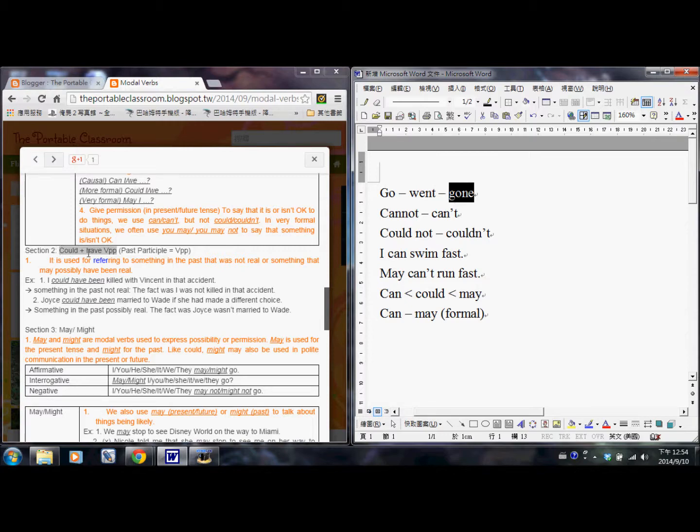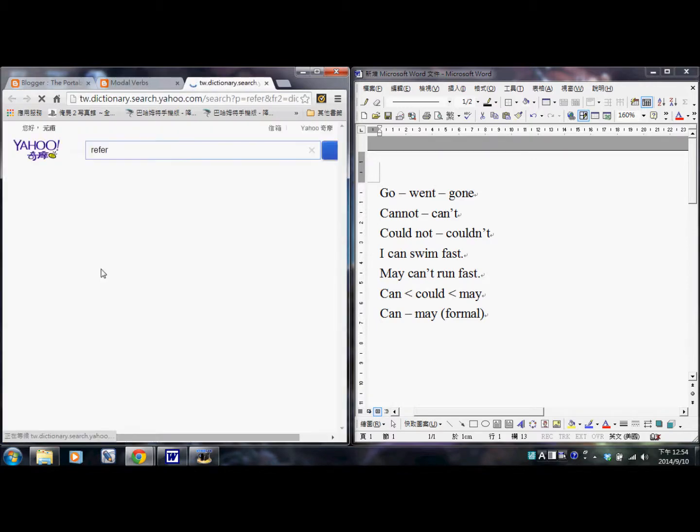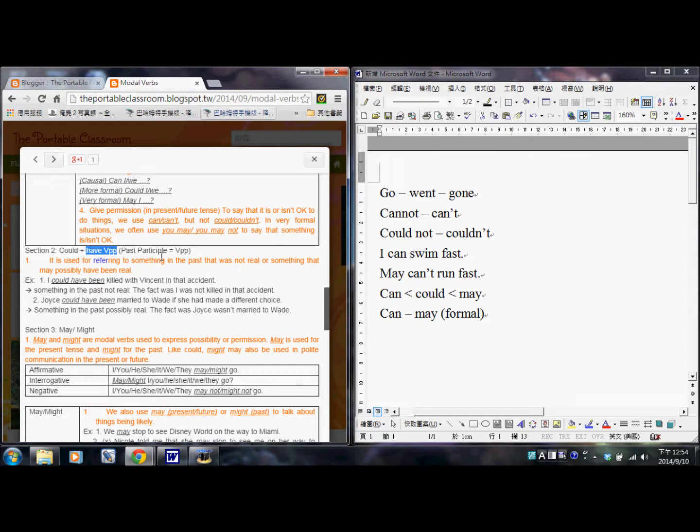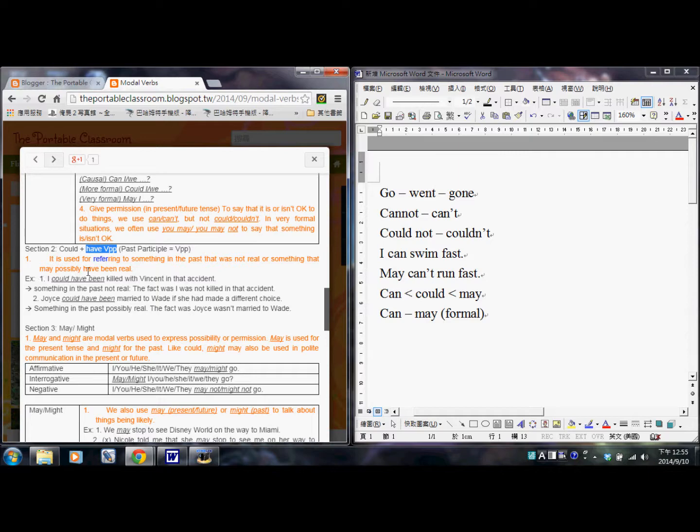Now here we use could with, you can see that the structure of perfect tense, could have done something. What does it mean? It is used for referring. What does referring mean? It means 指出, 点出, that's referring. To talk about is what it means. It is used for referring to something in the past that was not real. So it's in the past, but it was not real, or something that may possibly have been real. So anyway, it was not real. It was never real. Look at the example and you will get more idea about how this actually works in sentences.